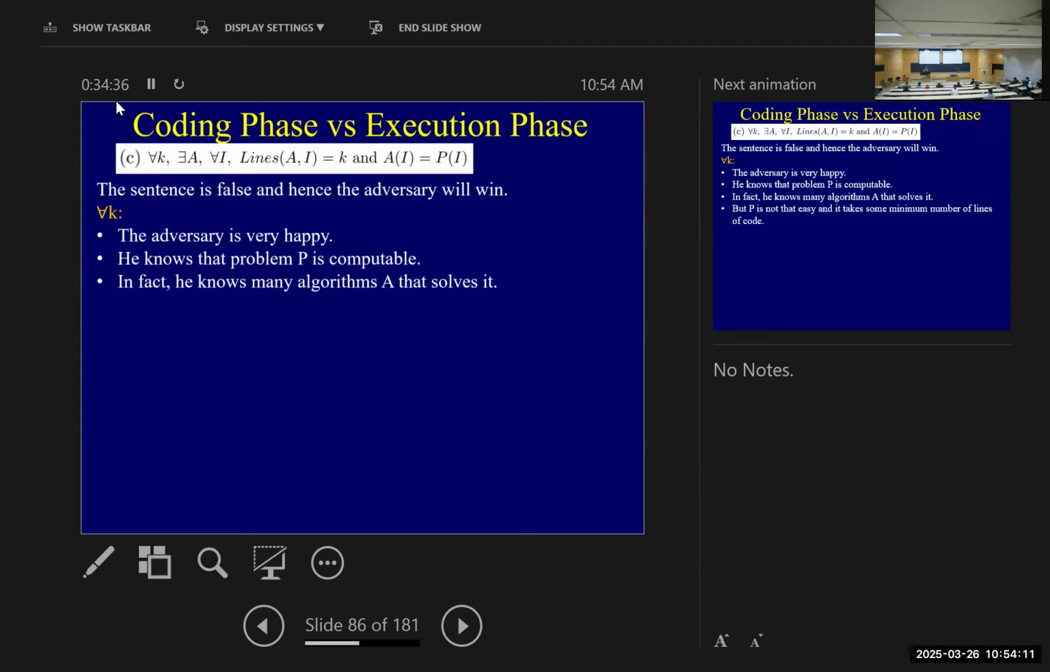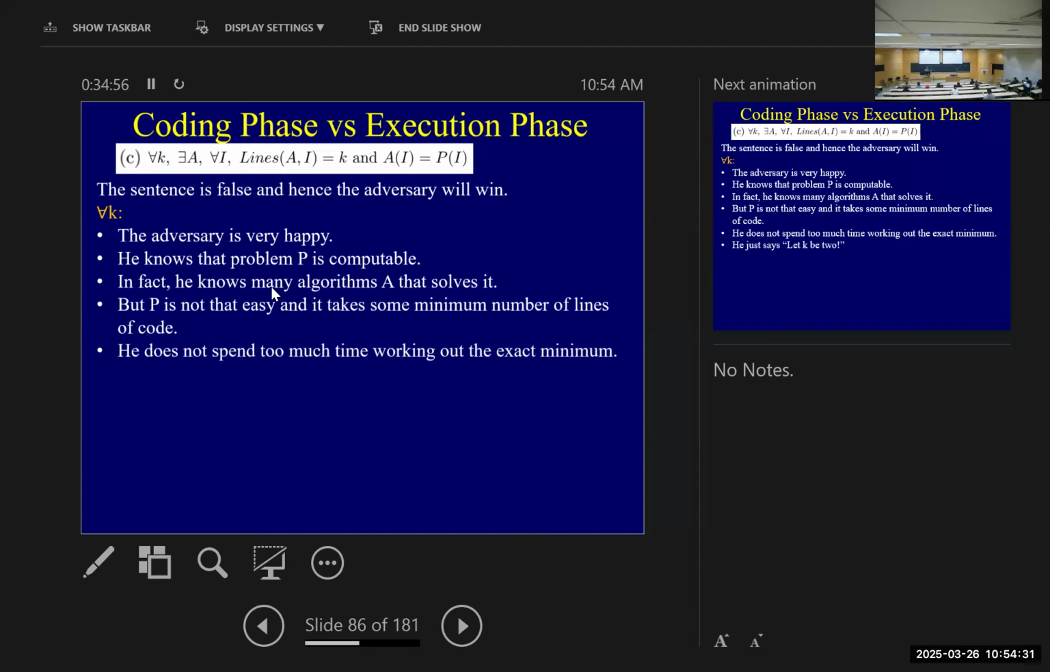So now you have to know, is this true when P is computable? So you can't throw in the halting problem. We know P is computable, and he knows many algorithms that can solve it, right? But P is not that easy, and it takes a minimum number of lines of code to solve it, right? So he doesn't spend time to come up with the exact minimum. He just says, hey, let K be 2. Can you solve it in 2 lines of code? I dare you, right? Everybody good with that?